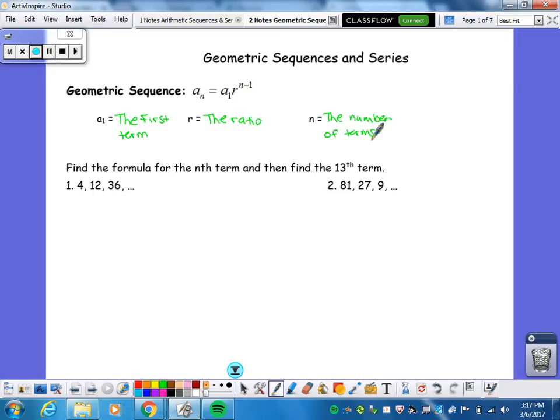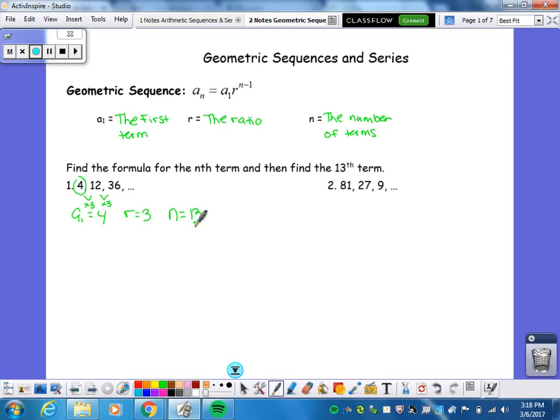So let's look at our first problem here. So we can see that our A1 is equal to our 4 value here. So A1 is equal to 4. We can see that this has a consistent pattern of being multiplied by 3. So we now know our R is going to be equal to 3. It's asking us in the directions to first find our formula and to then find the nth term. So after we find our formula, our nth term is going to be equal to 13.